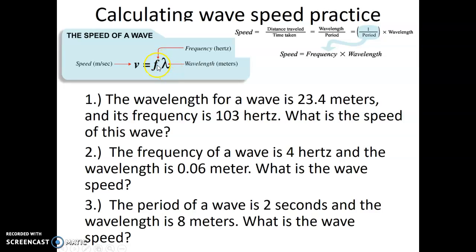Remember, frequency is how many cycles per second, and the wavelength is the distance of one cycle, or the distance from crest to crest, trough to trough, or any two corresponding points. So let's look at problem number 1. Number 1 says the wavelength for a wave is 23.4 meters, and its frequency is 103 hertz. What is the speed of this wave?